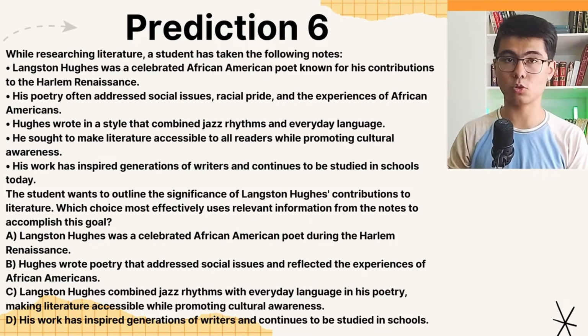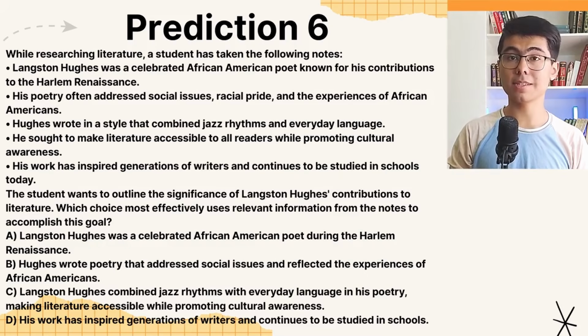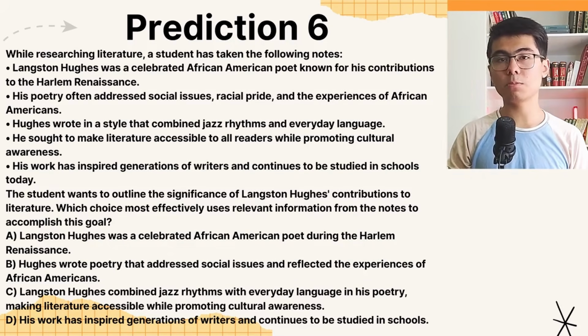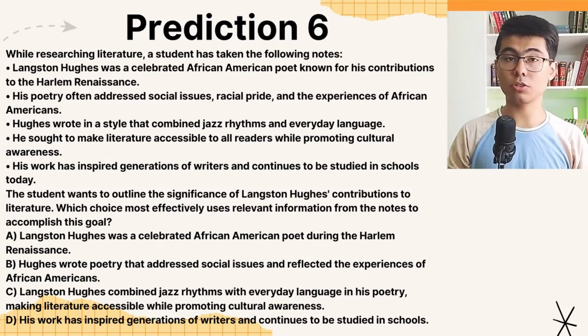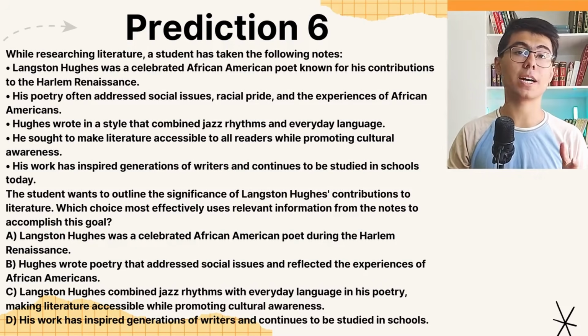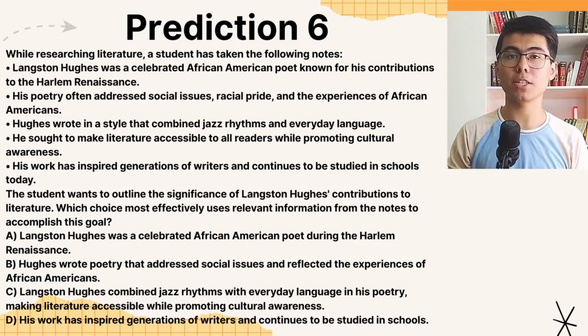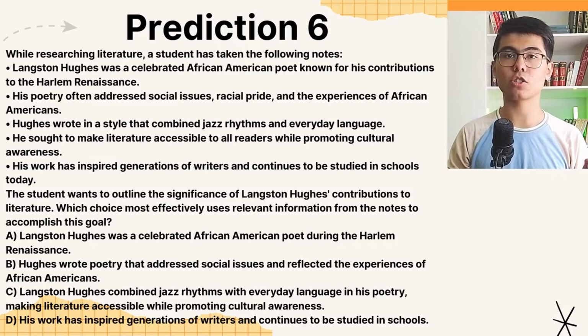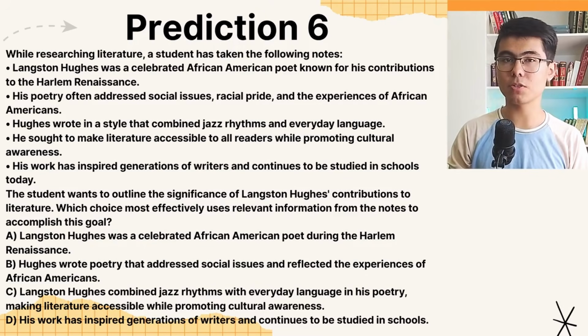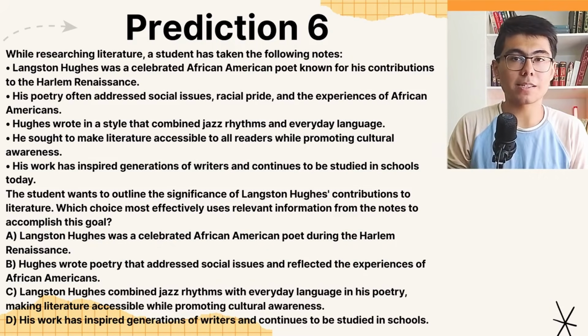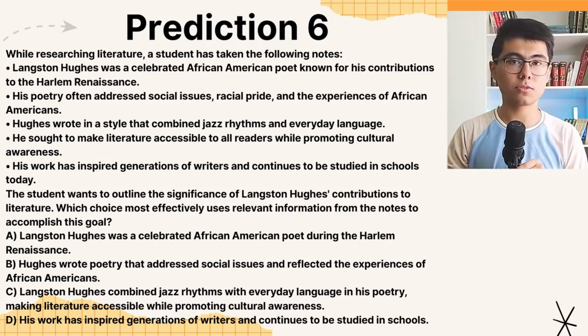So if we read the answer choices and ask ourselves, does this accomplish the goal? Choice A just states that he was celebrated during the Renaissance. That is true, but does it fully convey the significance? No. So you can eliminate it. Choice B mentions his poetry addressing social issues and reflecting experiences of African Americans. Well, this is important context, but it doesn't capture the breadth of his contributions, so it's wrong.